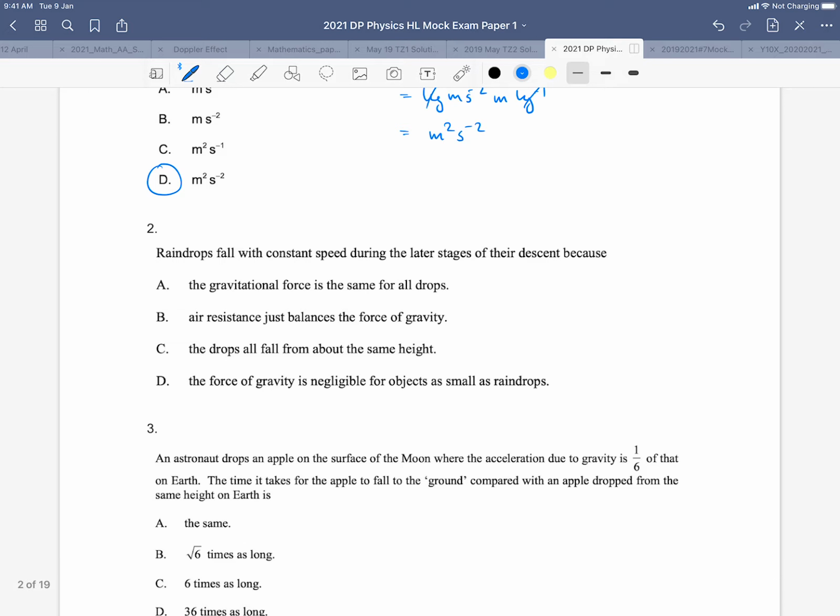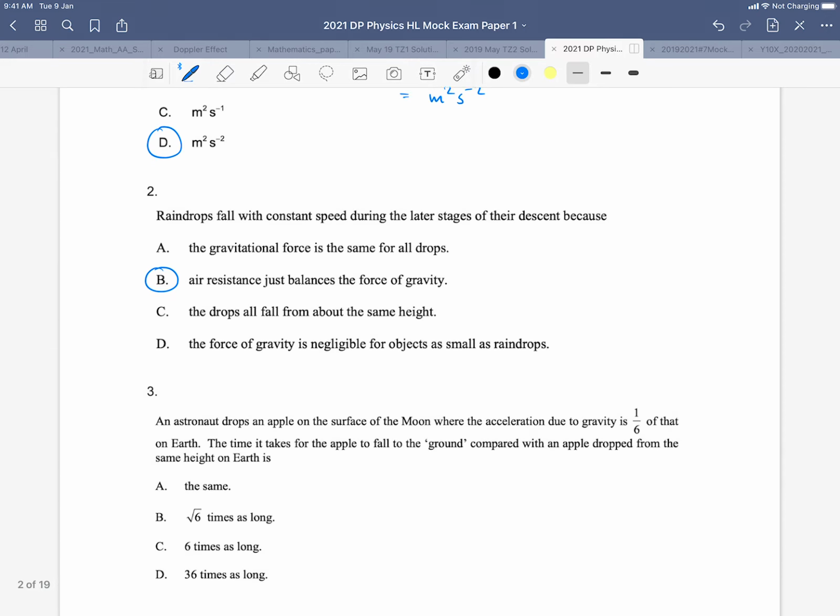Okay, next one, raindrops are falling with a constant speed during the later stages of the descent. So constant terminal velocity, right, terminal speed, and we should know very quickly that that is when the air resistance is balancing out the force of gravity. And yeah, you can pretty easily rule out the others, but this one you just have to quickly know.